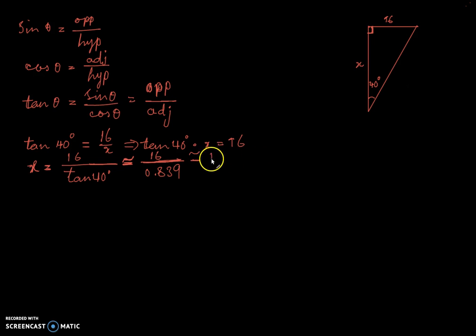Approximately equal to 19.07 units, whatever the unit is. So x is 19.07. Let's check. Yeah, that's correct. So that's how you basically do these kinds of problems.